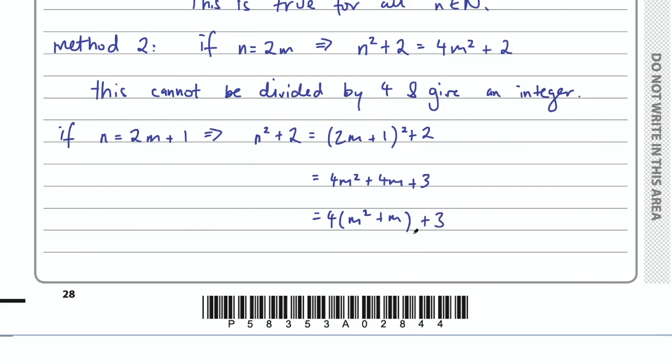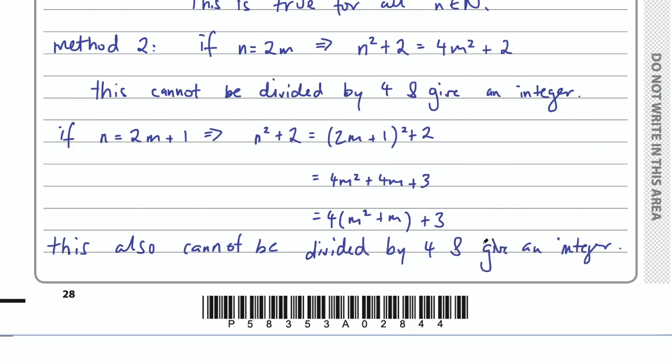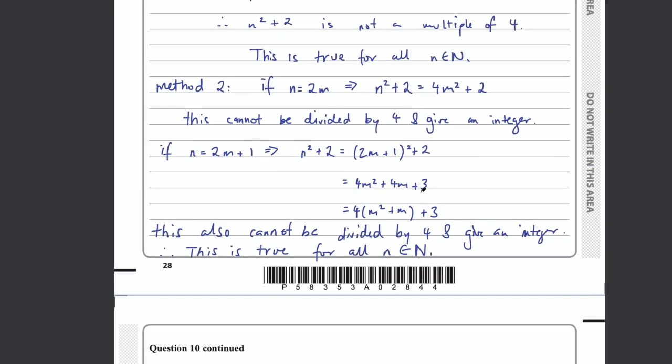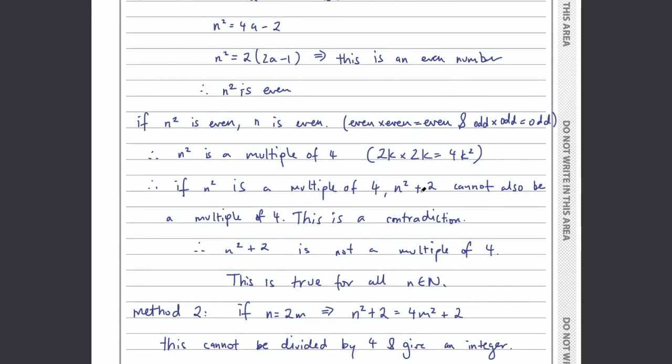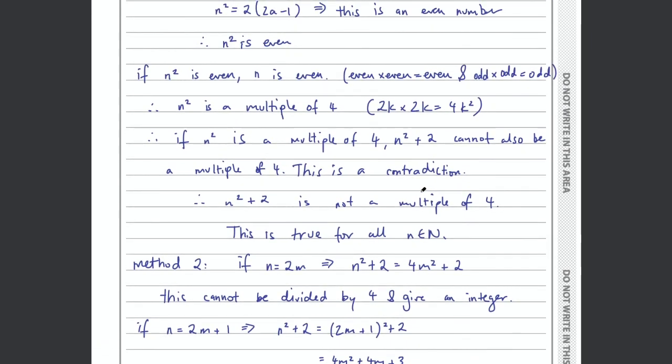And again, we have this situation where we have a multiple of 4 plus 3. This cannot be a multiple of 4, right? You've taken a number such as 16, added 3 to it. So again, we could use this statement. This also cannot be divided by 4 and give an integer. Okay, so then I guess this is true for all n belonging to the natural numbers. Okay, so 2 methods there. Hopefully you find one of those useful.